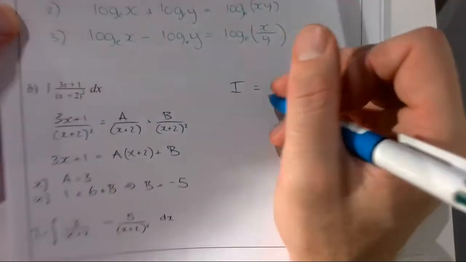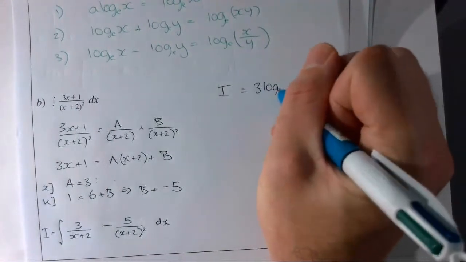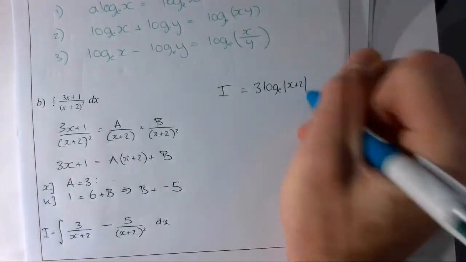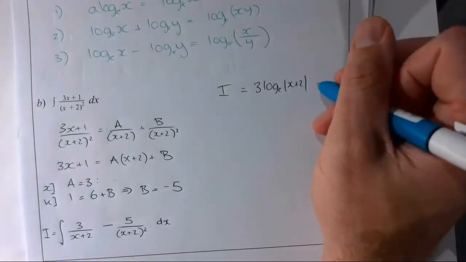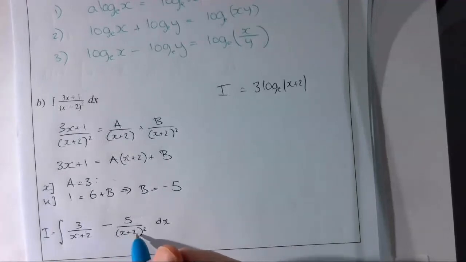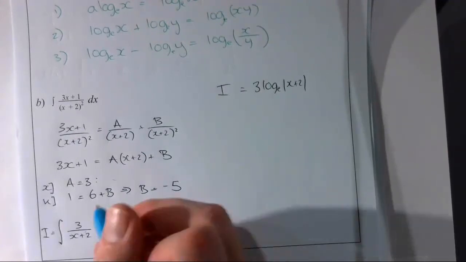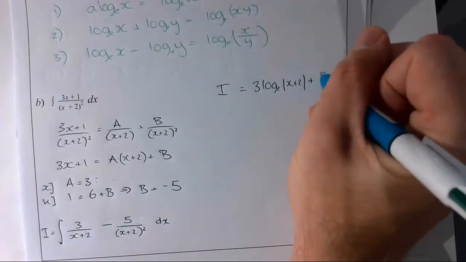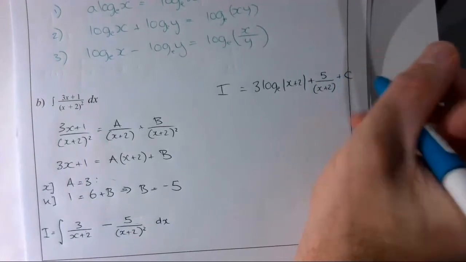And then integrating those two terms separately. The first one gives us the log, so that's 3 log of modulus x plus 2, using the same rule. But the second one, and this is important to remember, if the denominator is not order 1, then we don't get a log at all. We're just going to increase the power of this by 1, so it's going to go from power minus 2 to power minus 1. And actually, integrating that, I just get 5 over x plus 2 plus c.